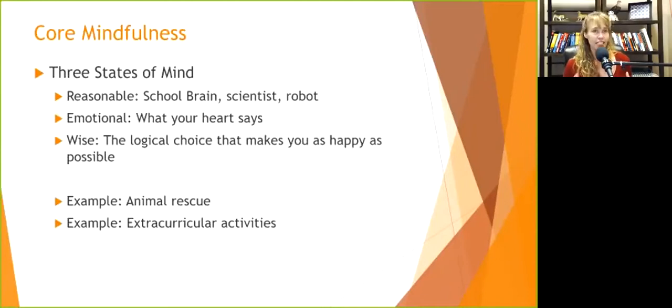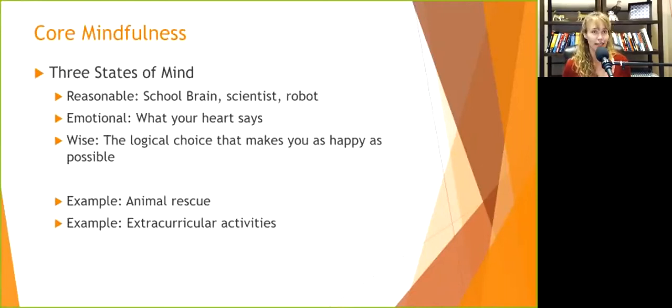My scientist brain says there's only so many hours in the day, and there's only so much you can do with animal rescue. There's always going to be another homeless animal. So you can't rescue them all, and wearing yourself down doesn't help you help other animals. My emotional brain, my heart, says, I can take one more puppy. What's one more puppy? It's just a matter of getting it ready for adoption.